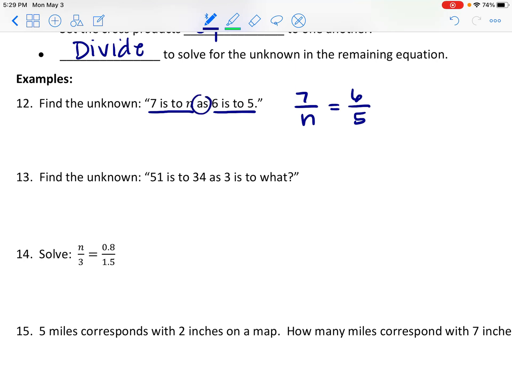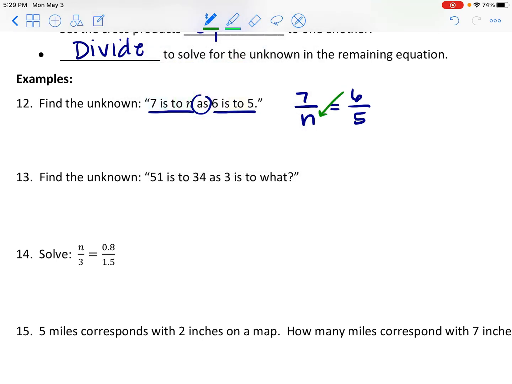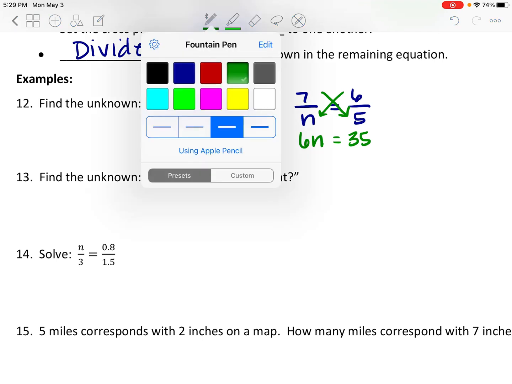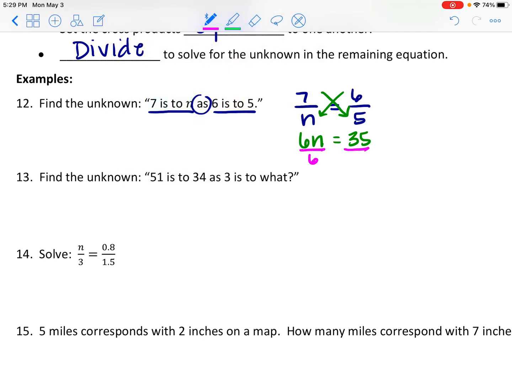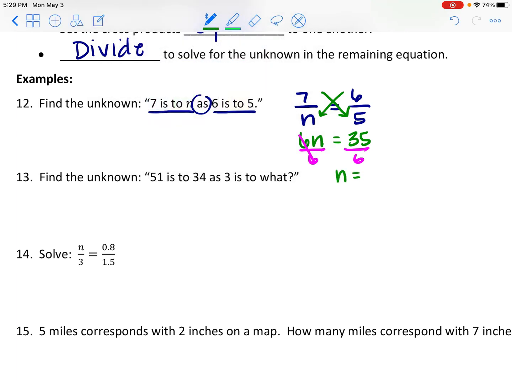And that is telling us this should be a proportion. So if this is a proportion, again, that means that the cross products have to be equal. So if I cross multiply here, 6 times n is 6n. If I cross multiply here, 5 times 7 is 35. So if I want to find that unknown, then I just need to solve for n. n is being multiplied by 6, so I would divide both sides by 6. That goes away, and that tells me that n, my unknown, has to be 35 over 6.